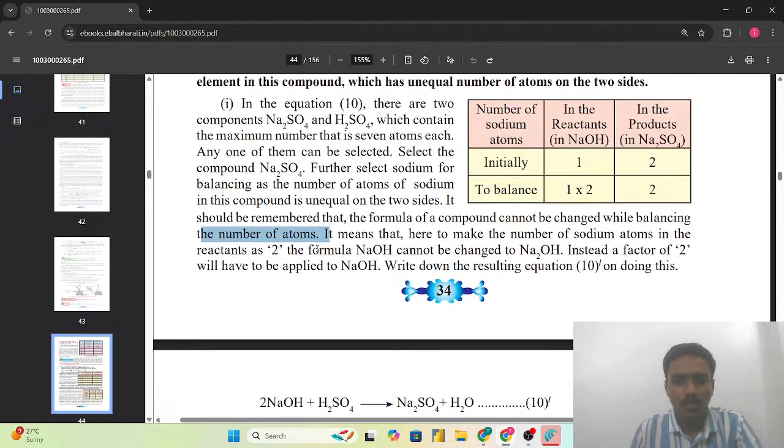So आगे देखते हैं. It means that here, to make the number of the sodium atoms in the reactant 2, the formula NaOH cannot be changed to Na2OH. मतलब जैसा कि हमें पता है कि सोडियम हाइड्रोक्साइड इज हैविंग द फॉर्मूला दैट इज NaOH. तो हमें NaOH का फॉर्मूला नहीं चेंज करना है. बेसिकली वी हैव टू चेंज द मॉलिक्यूल नंबर. सो वी हैव टू थिंक अबाउट विद द पर्सपेक्टिव ऑफ द स्टोइकियोमेट्री. Instead, a factor of 2 will have to be applied to NaOH. Write down the resulting equation 10 on doing this.